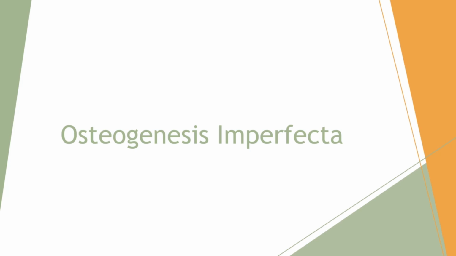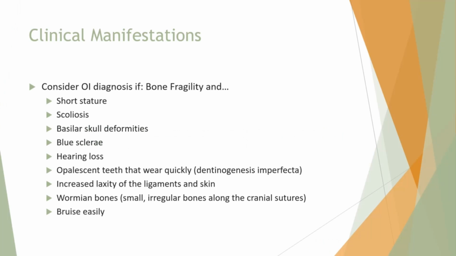So infants with the most severe form of osteogenesis imperfecta will die in the perinatal period. Milder forms may present with premature osteoporosis or severe postmenopausal bone mineral loss. So osteogenesis imperfecta should be considered if a patient has bone fragility and any of the following signs and symptoms.